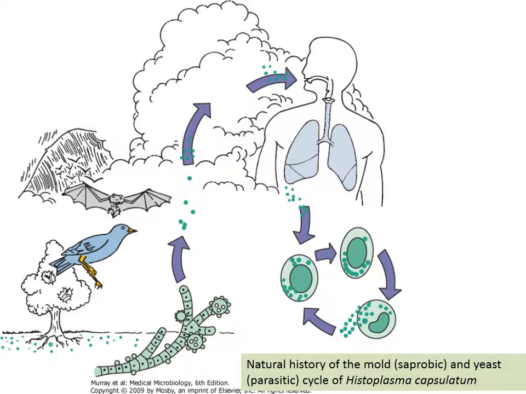they will then exist either in the form of mold, saprobic, and parasitic yeast, because they are going to divide in your cells. And then you can see from here, the cells are there, especially monocytes and macrophages, divide into that, and then split off and spread. In this case, a typical scenario, which happens to be the natural history of Histoplasma capsulatum.